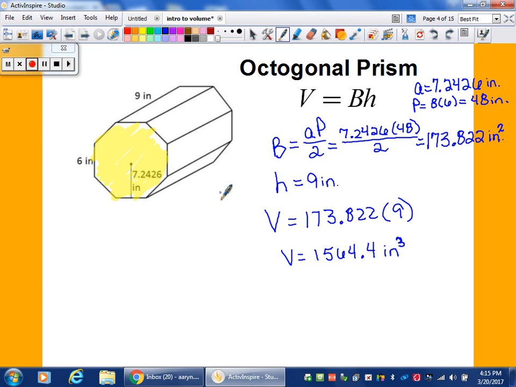Let's look at a different type of prism. How about an octagonal prism? Here, to figure out big B, I have to use A times P divided by 2. They luckily gave us our apothem, 7.2426, and the perimeter is simply 6 times 8 sides, which is 48. So I plug them into my formula, 7.2426 times 48, divide that by 2, and I get 173.822 inches squared. The height from base to base is 9 inches. I multiply those two together and I get that the total volume is 1,564.4 inches cubed.